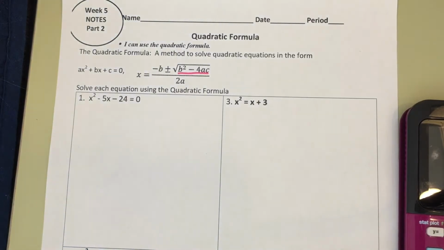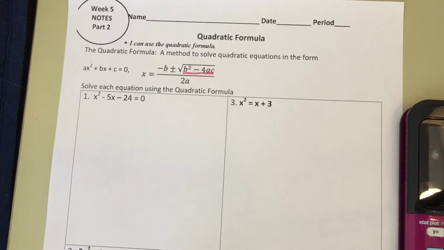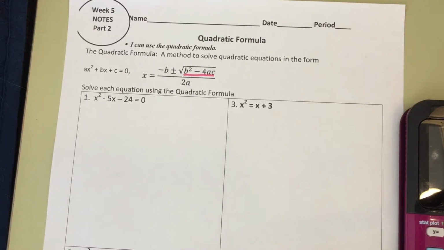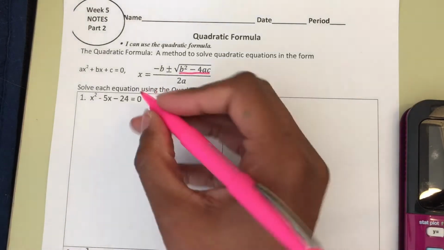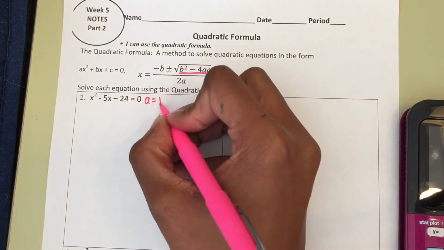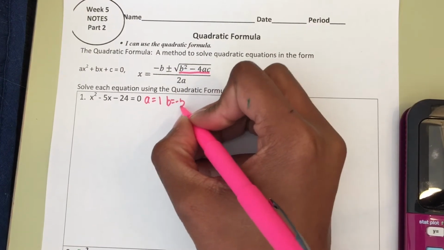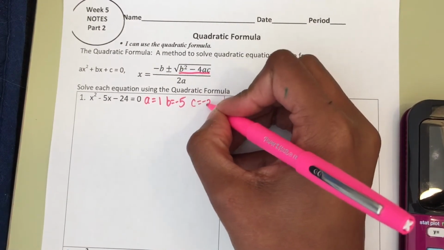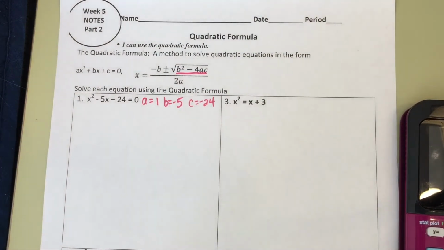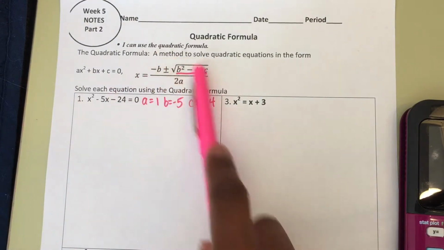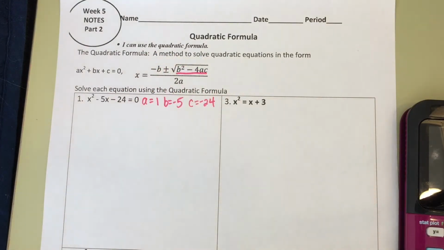So just like when we did the part 1 notes, we will start out finding the A, B, and C values. It needs to be set equal to 0, just like I said on the part 1 notes before we start. So the first one is, A is 1, B is -5, and C is -24. And then you just fill into the entire quadratic formula.